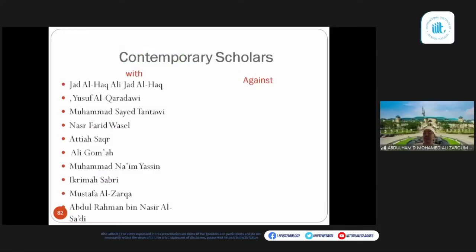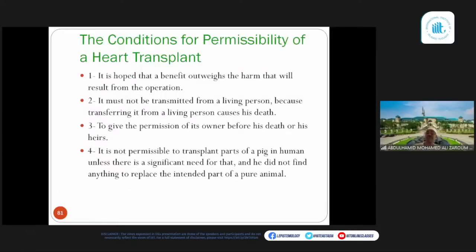You will not survive if you donate your heart. Number 3, you are given this permission before death, before pronounced death. While still alive, you are writing that you are allowing people to use your heart.